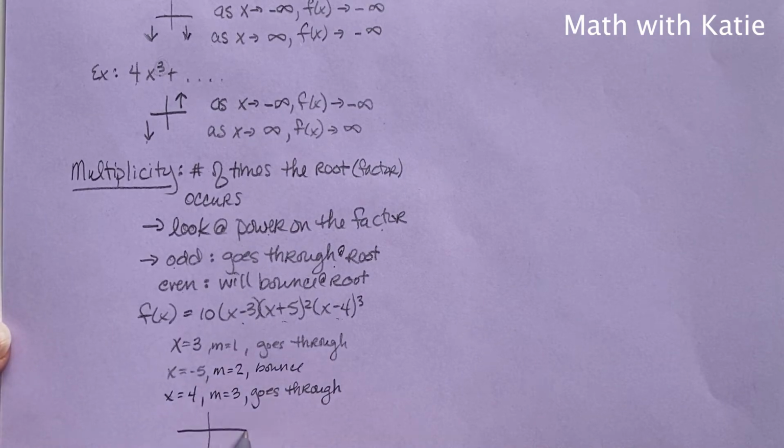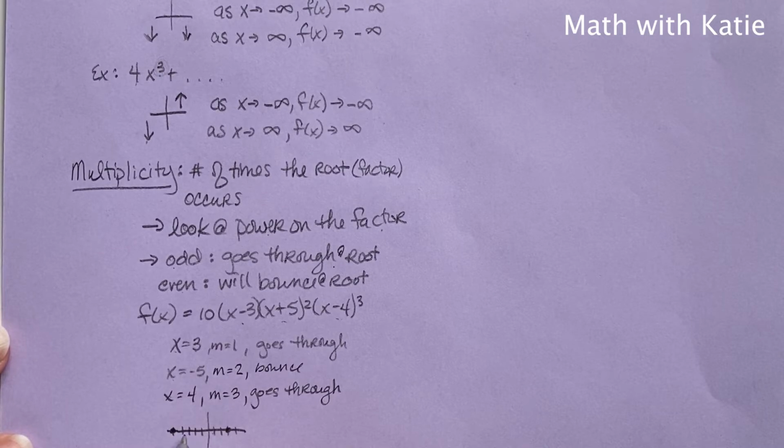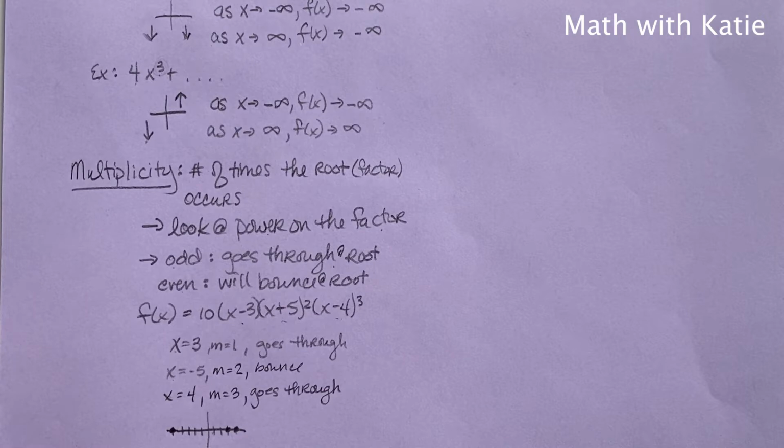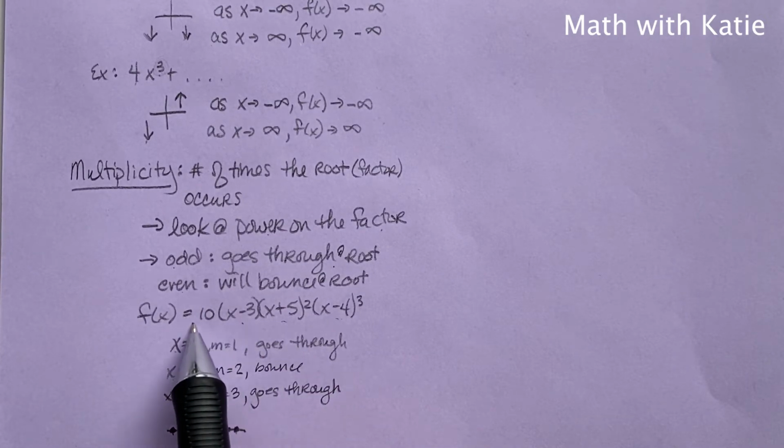Okay, so we know we're going to have, okay, at x equals 3, 1, 2, 3. Okay, x equals negative 5, and x equals positive 4. All right, now let's look at end behavior. Okay, the lead coefficient is going to be 10.